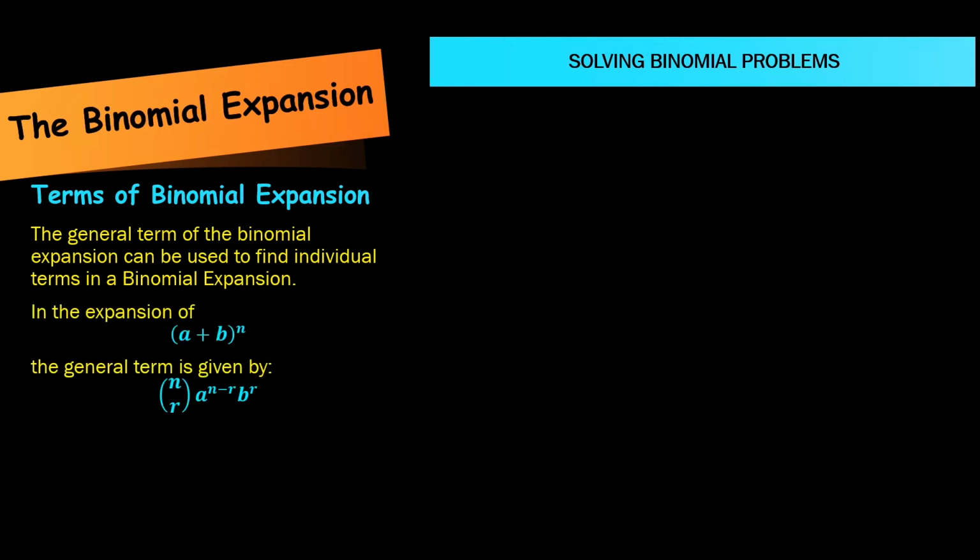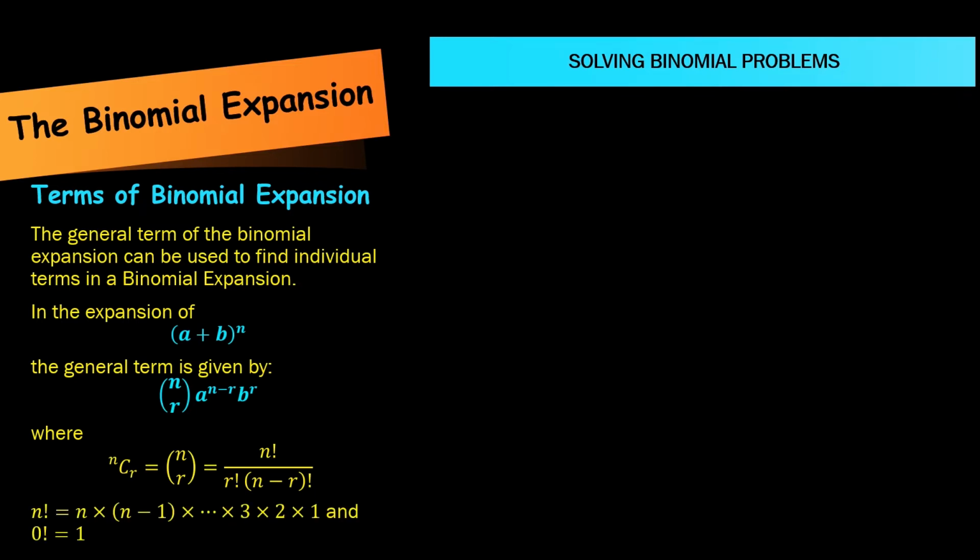In the expansion of (a + b) all raised to the power n, the general term is given by n choose r times a to the power n minus r times b to the power r. And here we have n choose r is equal to n factorial over r factorial times (n minus r) factorial. Recall that n factorial is equal to n times (n minus 1) times all the way down to times 3 times 2 times 1, and 0 factorial is equal to 1.